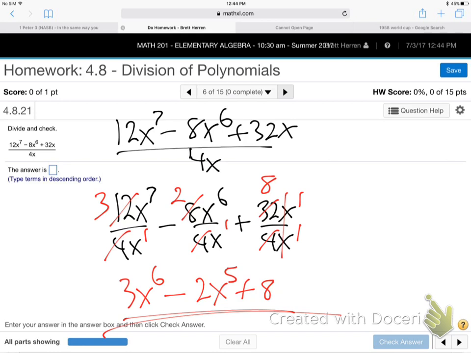Is that good? Questions on that? Just 3 separate division problems, 3 separate fractions. All right, I'm going to move on. Things are going to get crazy now. You ready? So that's the end of the easy stuff.